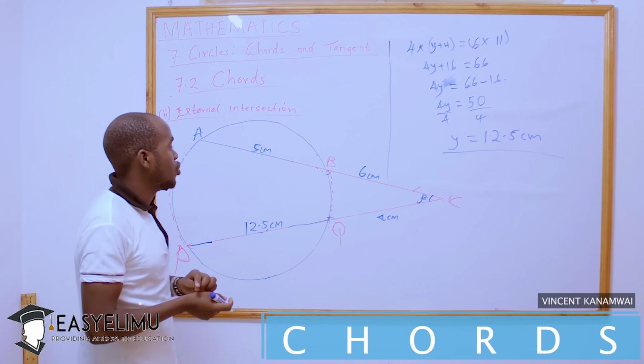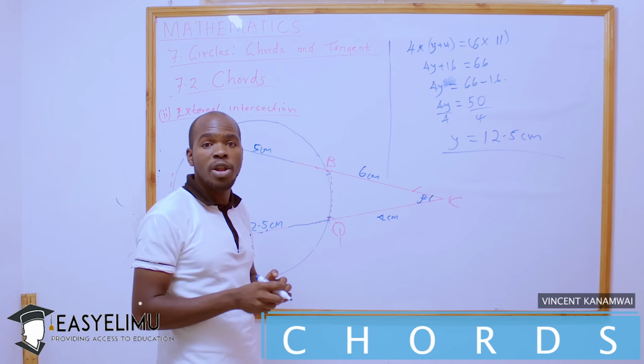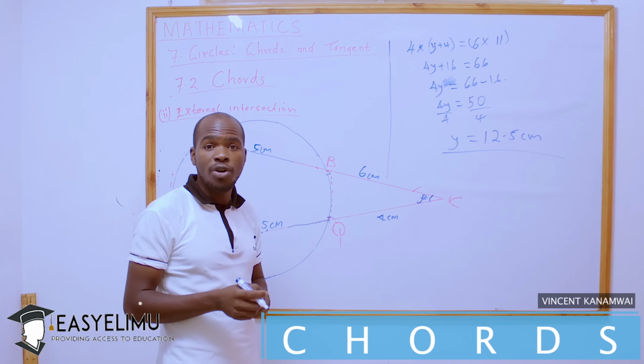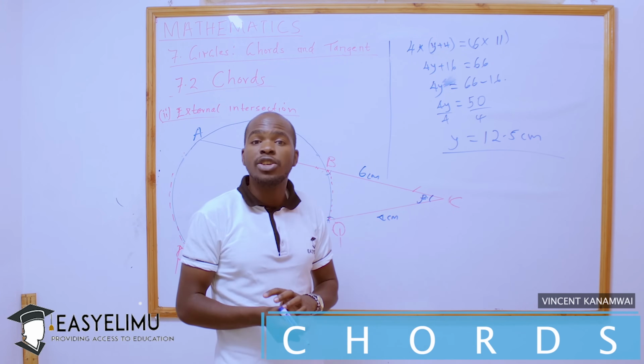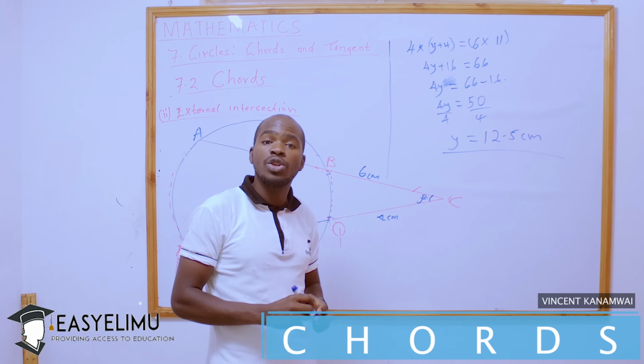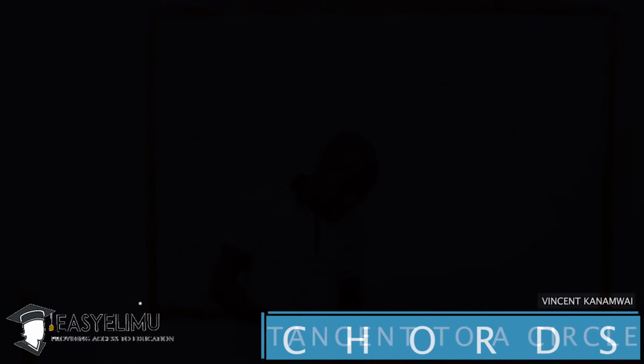So that is how we use the information which we have learned to apply it to conditions or problems involving intersecting chords externally. You can use the same to find the solution of given problems which you may encounter that involve external intersection.